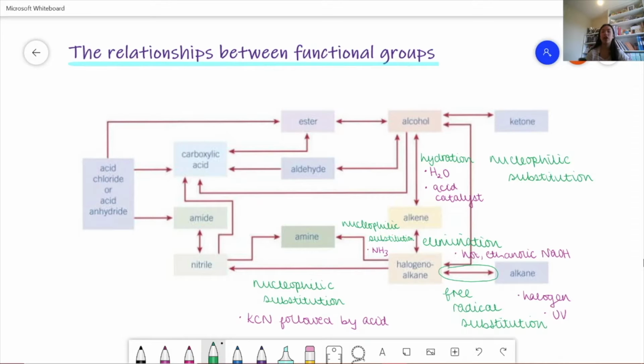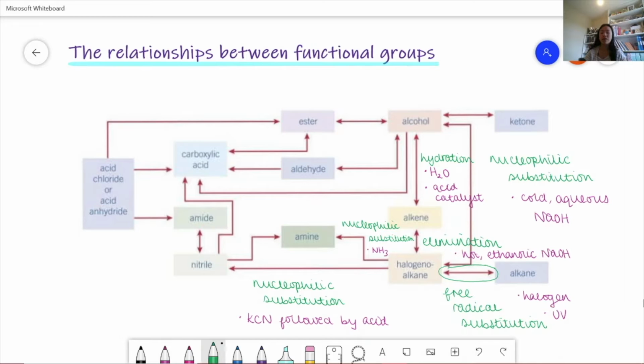But this time we're using an OH- as the nucleophile. And so the reagent we need is something like sodium hydroxide. But this time, instead of it being hot and ethanolic, like when we had the elimination reaction, we need it to be dissolved in water. So we need it to be aqueous and also cold. So we have cold, aqueous sodium hydroxide or potassium hydroxide.